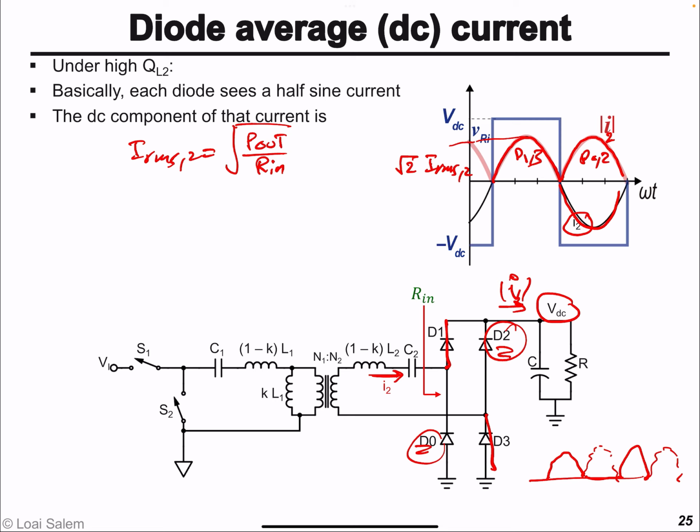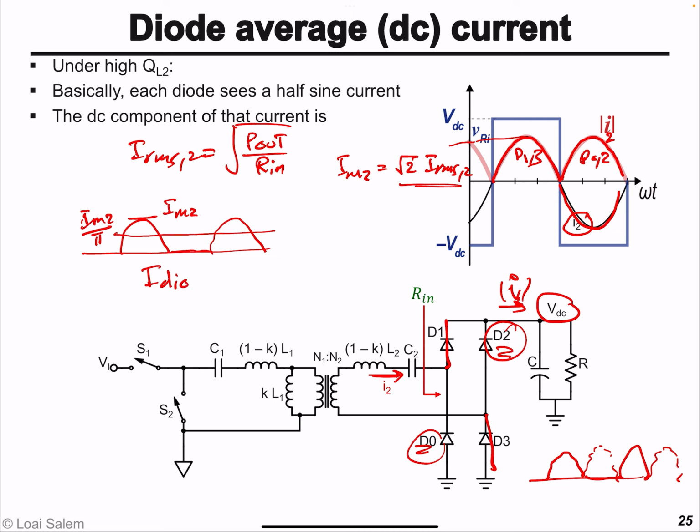And so what is the DC component of a half wave rectified signal? Well, the DC component is given by the peak value, which we call Im2, divided by pi, because it's a half wave rectified sine. And therefore, the maximum DC current, or the DC component of the current that will flow in any of the diodes, will be Im2 divided by pi, which is equal to square root 2 IRMS2 divided by pi.